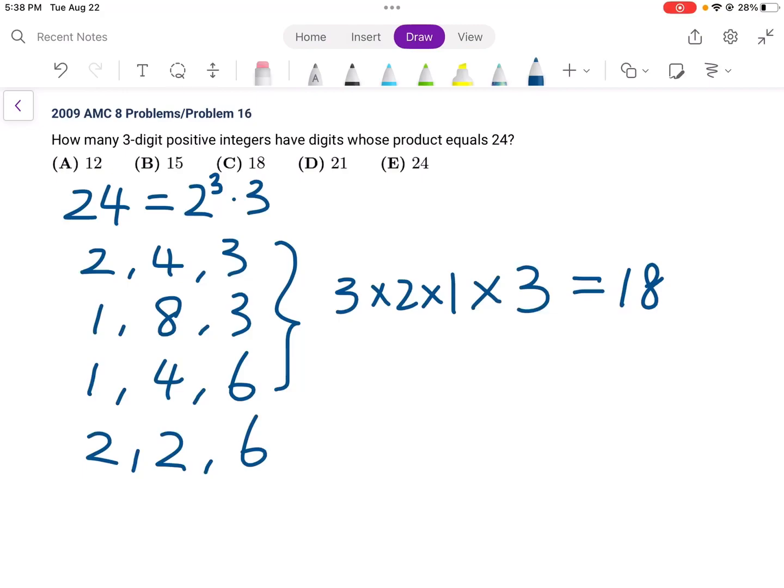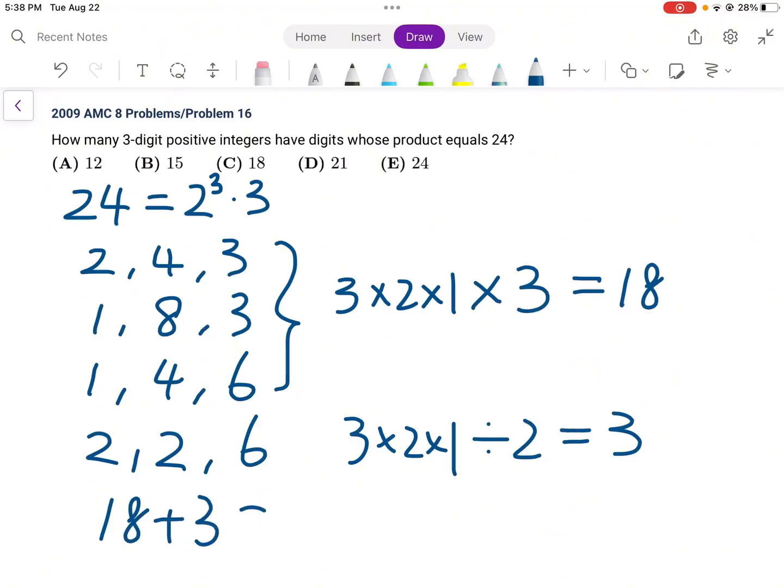And for the last one, because there are two 2s, we will have 3 multiply 2 multiply 1 divide 2, and that's 3 arrangements. So 18 plus 3 equals 21. Therefore, the 3-digit integer arrangement will be 21 ways. The answer is D.